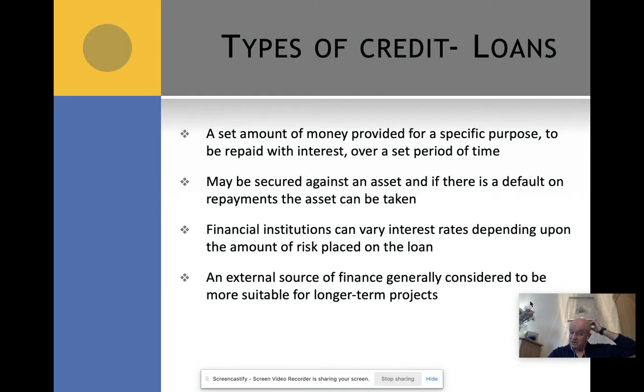In some cases, the belief is that an external source of finance is generally considered more suitable for long-term projects. Essentially, an external source of finance is something that comes from outside of the organisation, so it's not sale of assets or retained profits. It's where you're essentially financing a project and the money has come from, let's say, a bank or an investor of some description. Generally considered that external sources of finance are more suited to longer term projects.